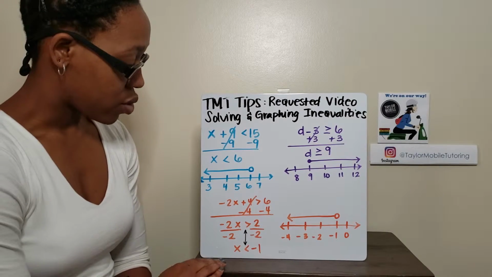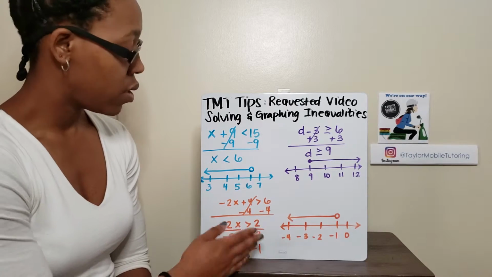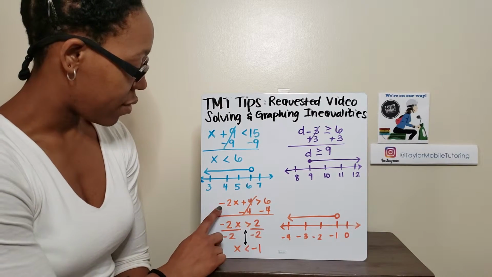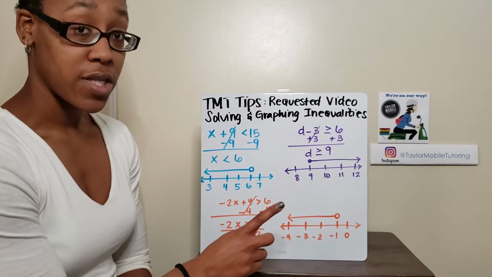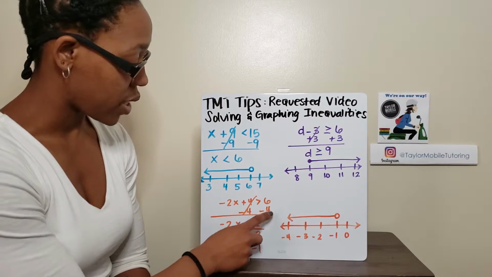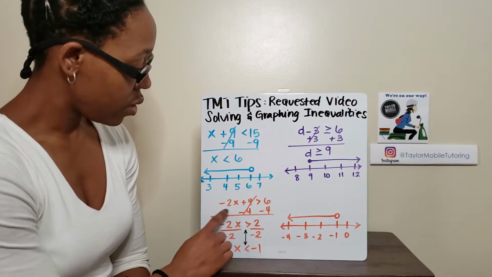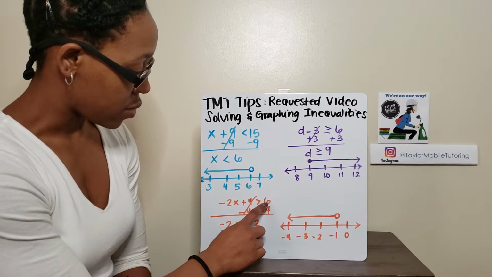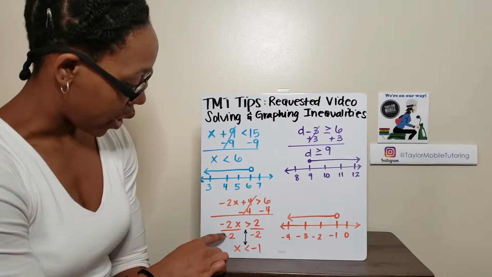This last example shows one situation in which our sign would actually be switched in our inequality. To begin, I have negative 2x plus 4 is greater than 6. First things first, just like we did on the previous two examples, we're going to subtract 4 on both sides because it's being added. We're going to do the opposite operation. This 4 disappears. I subtract 4 from 6, which gives me 2. I bring down my negative 2x.